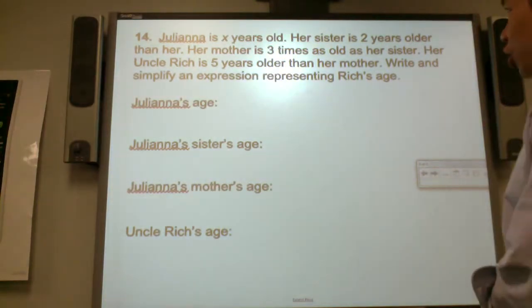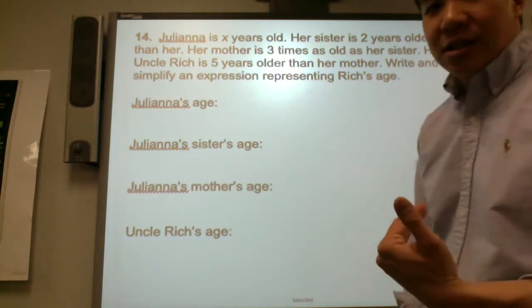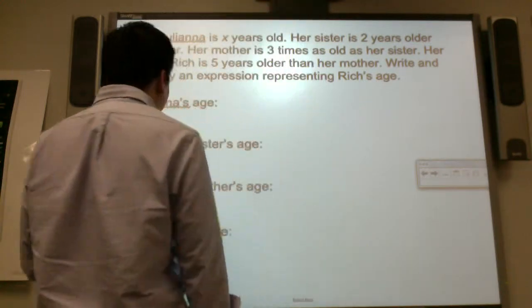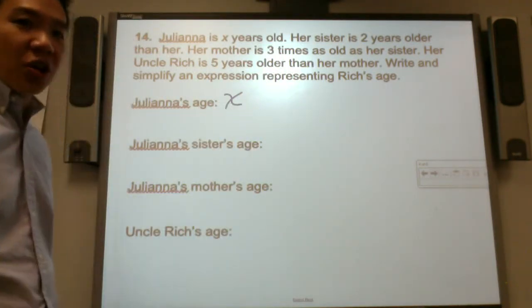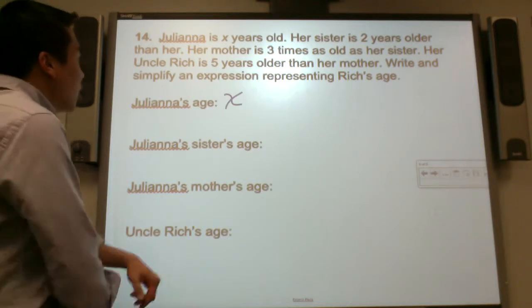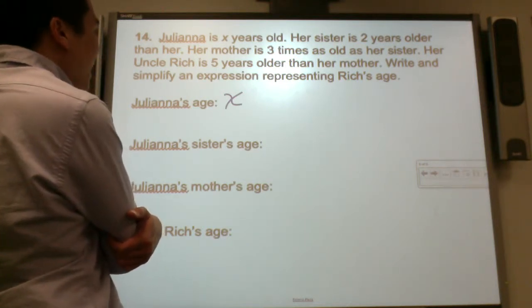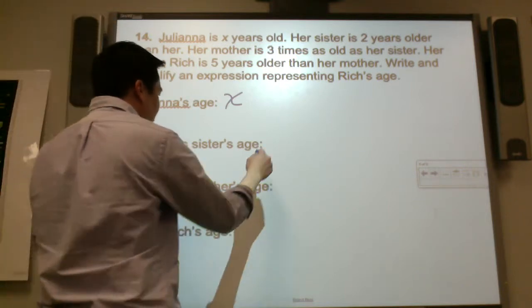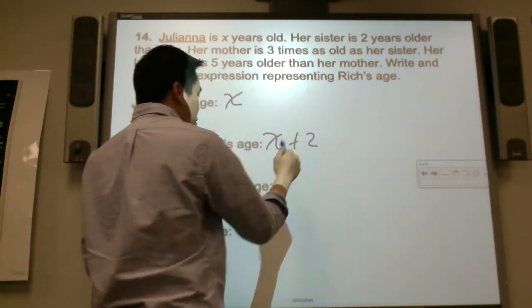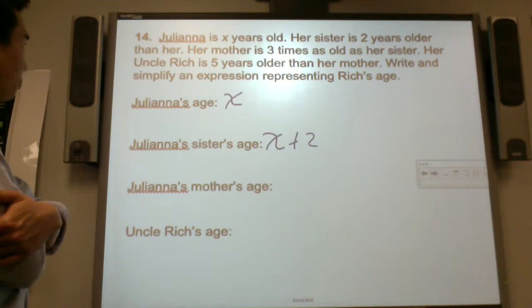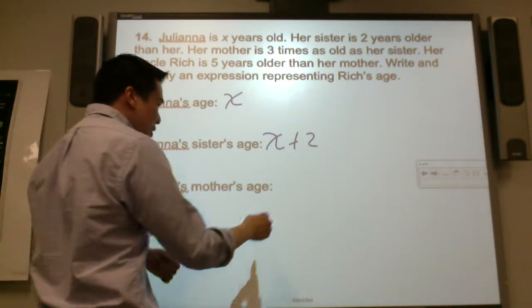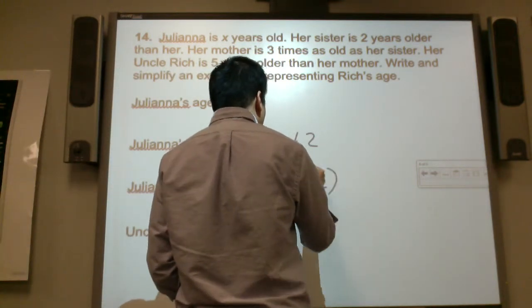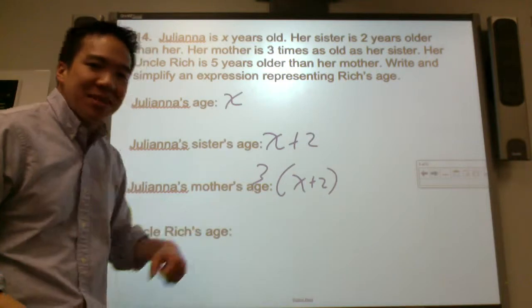Juliana is x years old. In this one you have to go through and figure out the ages of each person. Juliana is x years old. Do we know how old she is? No, that's why we're using the variable x. Her sister is 2 years older than her. Her mother is 3 times as old as her sister. How old is the sister? x plus 2. But the mom is 3 times that.